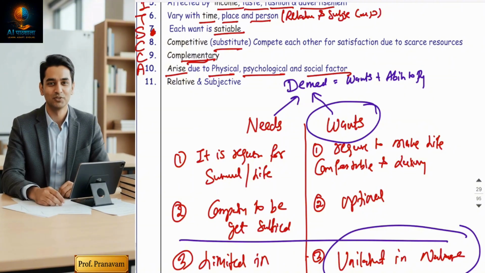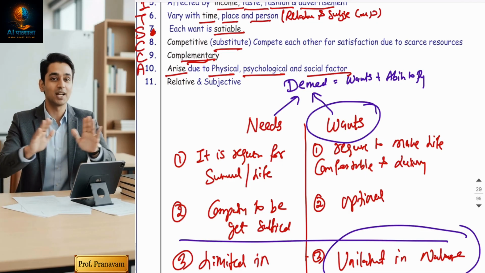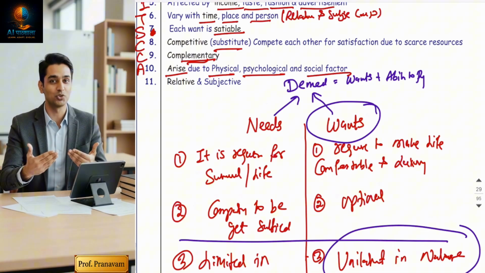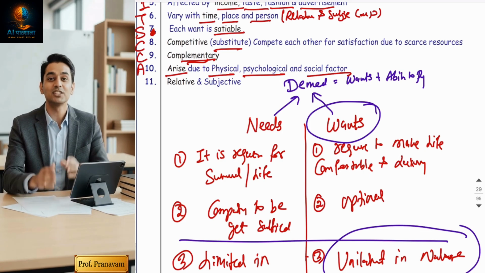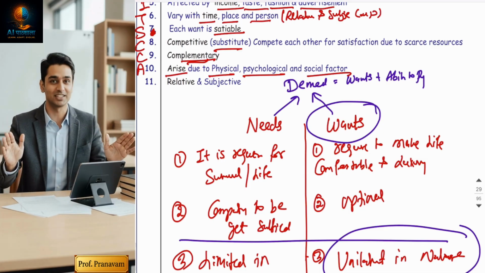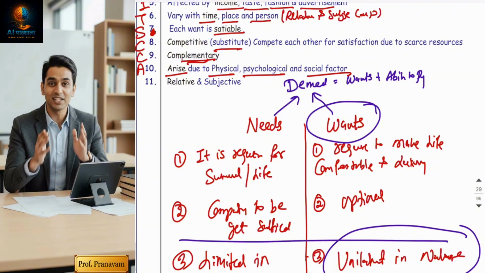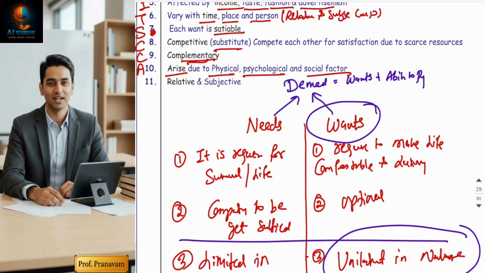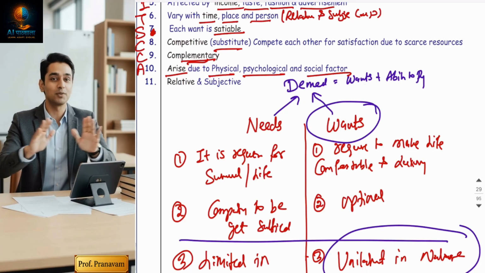Wants actually arise by comparisons, by the J factor. My friend has purchased a car, so I am also going to purchase a car. It's a psychological factor. The J factor is psychological. Oh, he purchased a big TV at his home. My TV is small. I'm going to purchase a new one next month. It's psychological. Physical: some things are my physical need. I felt sick, then I need a demand. My demand will be for medicines.